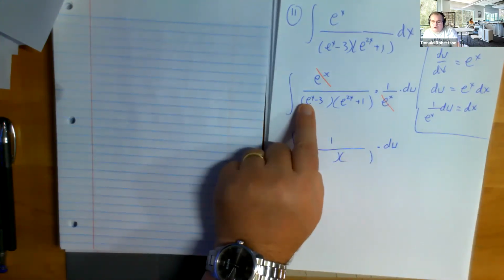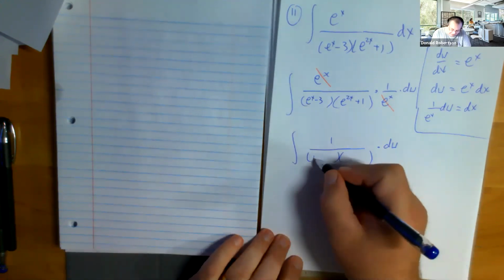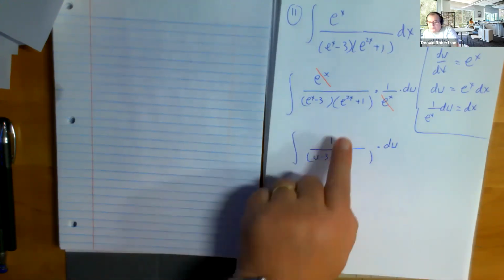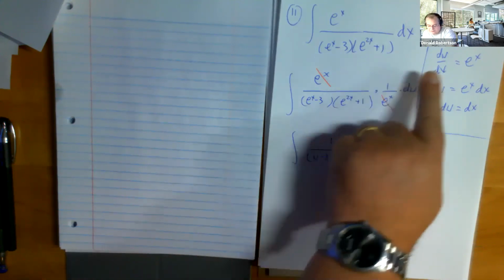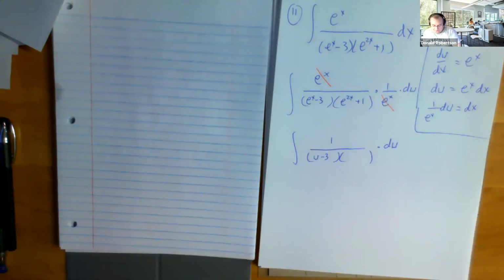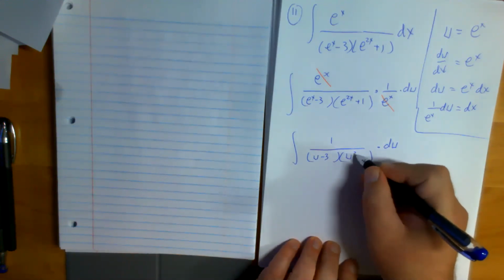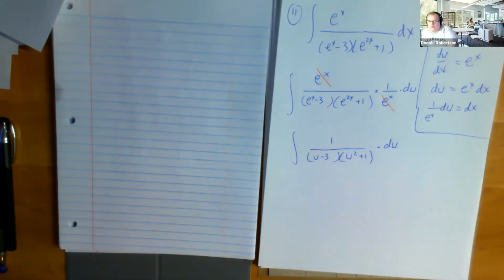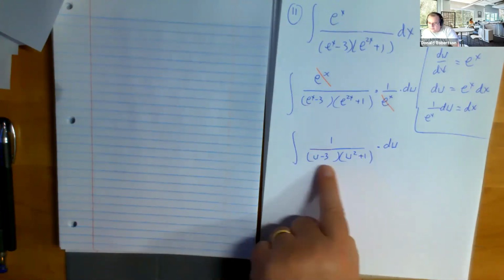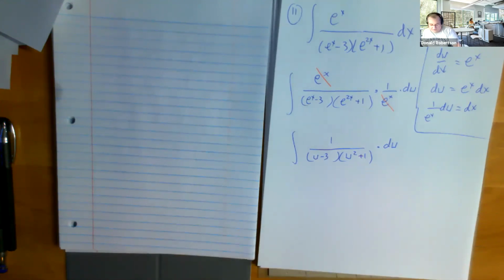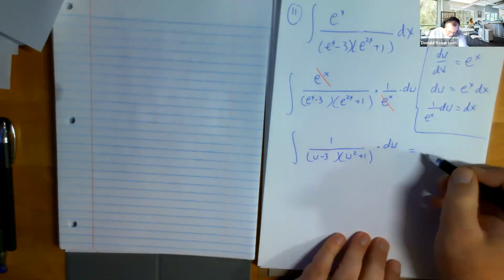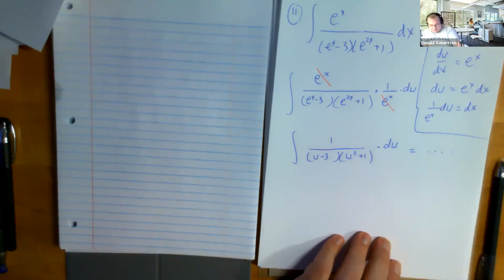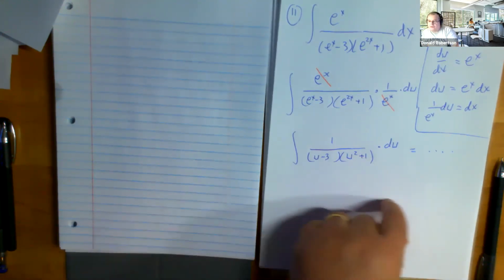Won't this become u take away 3? And what will this guy become in terms of u? U squared? Do you see a normal partial fraction question in terms of u? You do partial fractions, you get an answer with a whole load of u's.